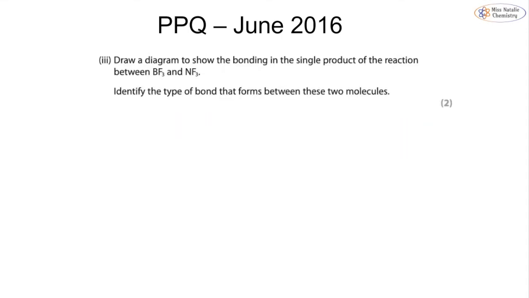And then lastly, draw a diagram to show the bonding in a single product between the reaction of BF3 and NF3, and then identify the type of bond. So we had a molecule that only has 3 pairs around its central atom, and we then had a molecule that had a lone pair. So when we have a lone pair and an empty orbital, hopefully you remember from topic 3b that gives us a dative bond.